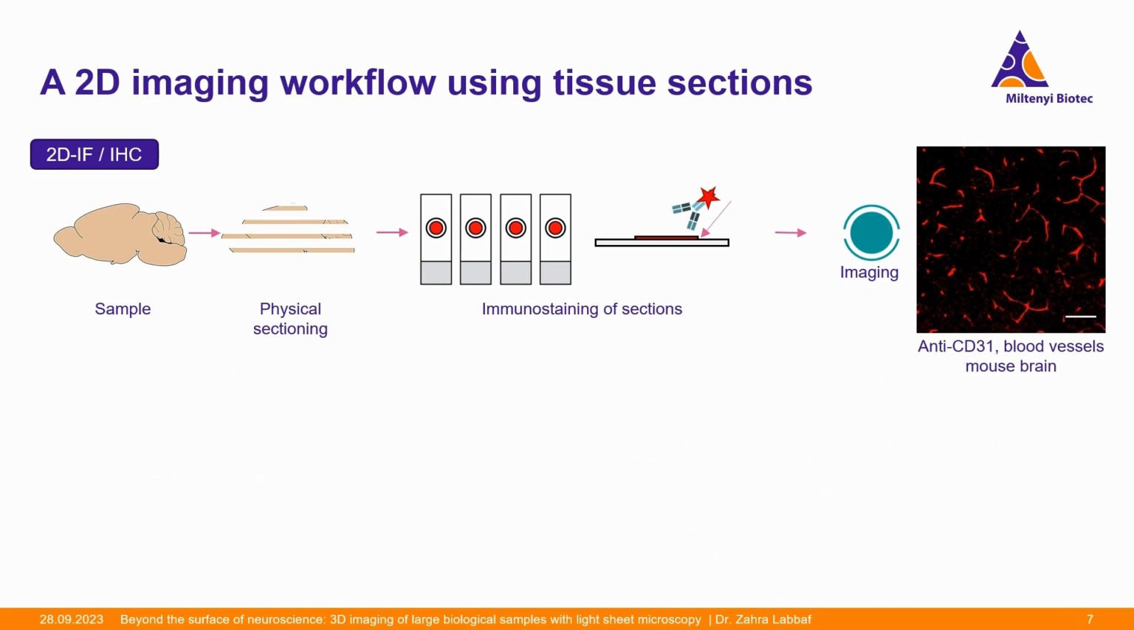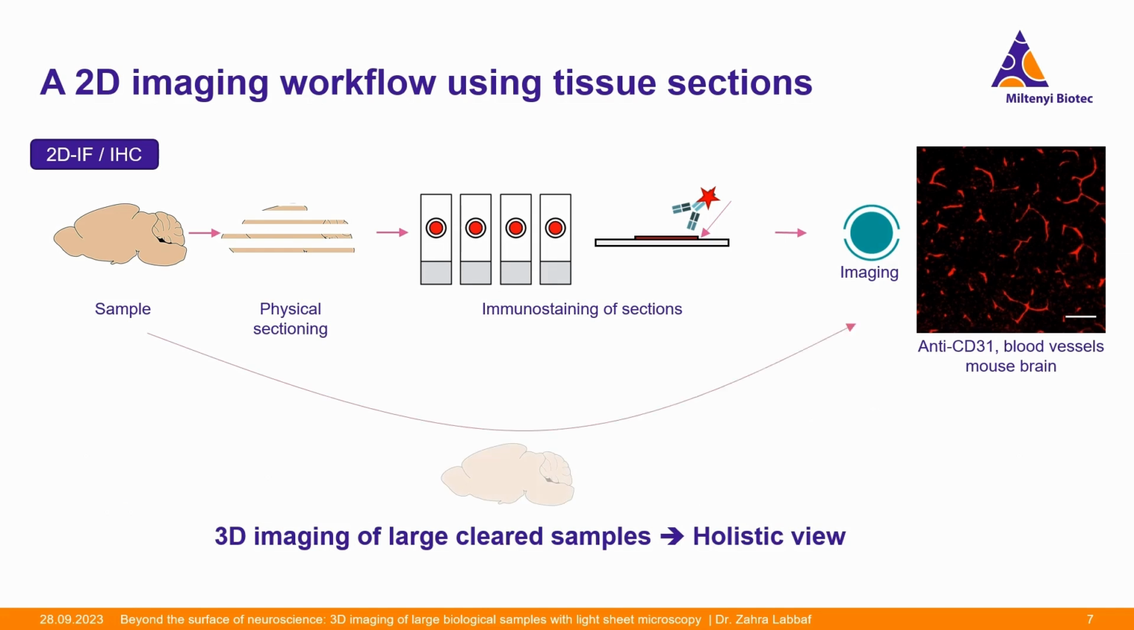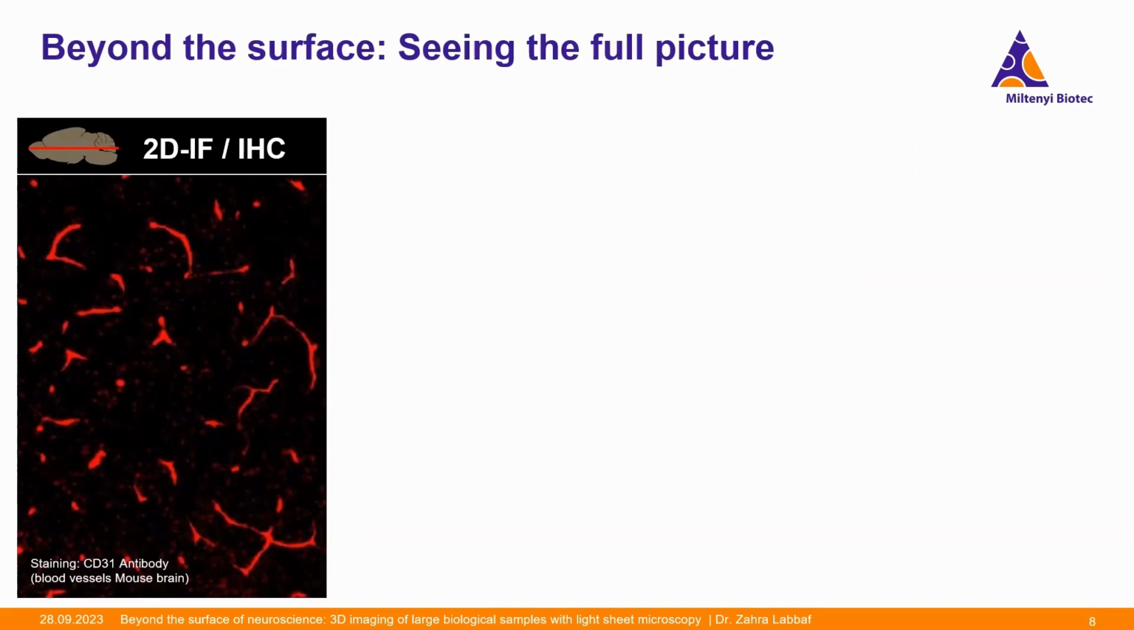Now, what if we could do 3D imaging of a large clear sample to have a holistic view of our biological sample and skip all the hassle of tissue sectioning and the challenges that come with it? Let's look at an example. Here on the left, you see 2D imaging of a section of a mouse brain. These red structures are blood vessels labeled with an antibody against CD31. As you can see, the information that you get from this image is really limited.